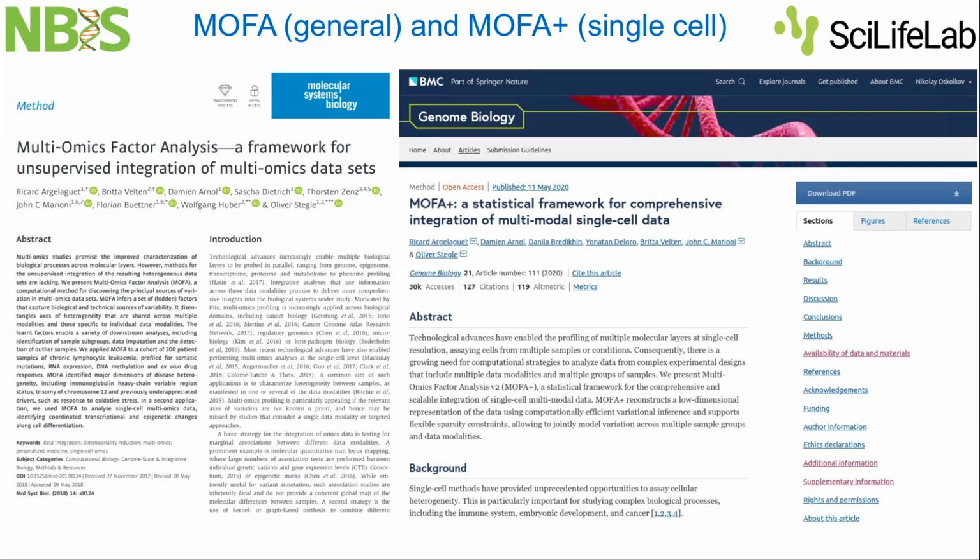And there were two MOFA papers published. One was for bulk data. The first MOFA was published for bulk data, and then MOFA Plus or MOFA 2 was specifically targeting single cell data. I don't think they changed anything in the equations. So the math, to the best of my knowledge, in MOFA 2 is exactly the same, but they made it more scalable, GPU compatible, and basically adjusted for operating with millions of cells.